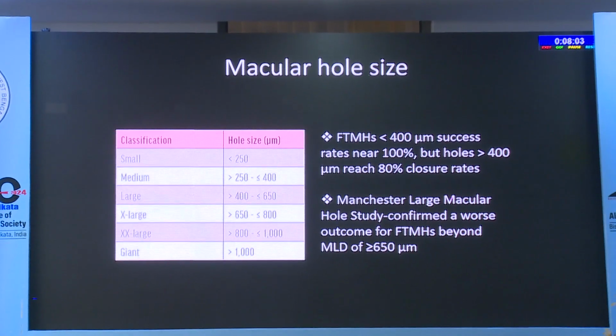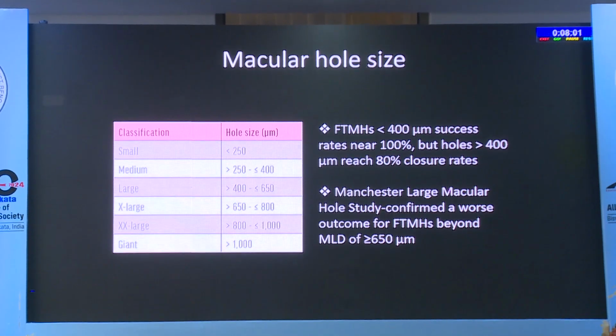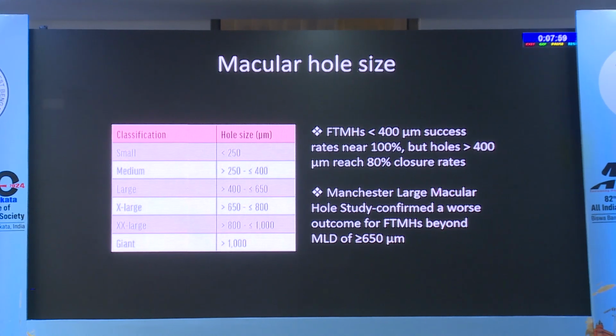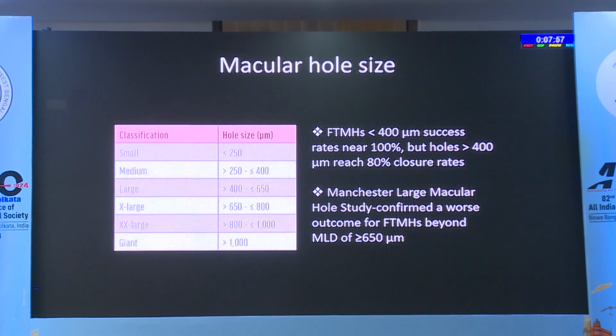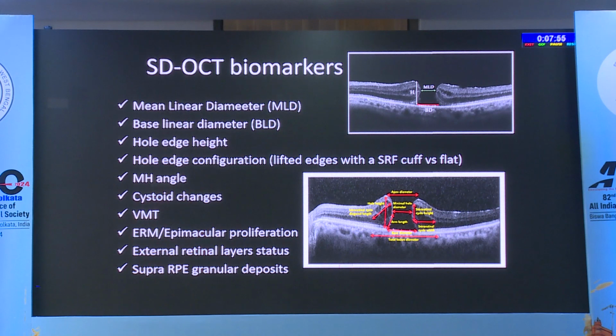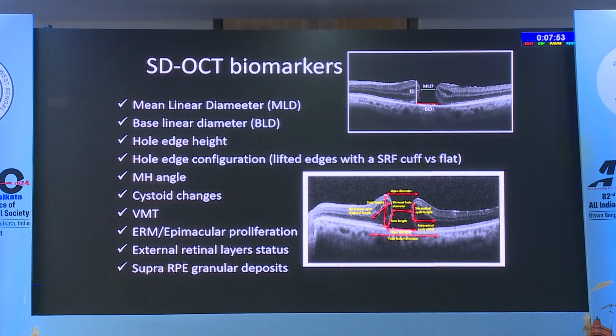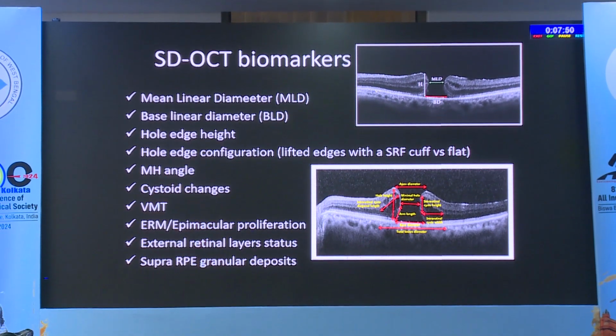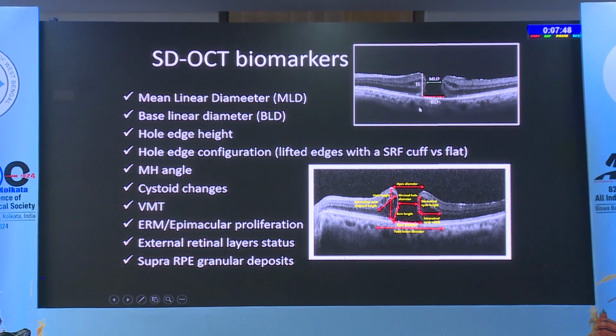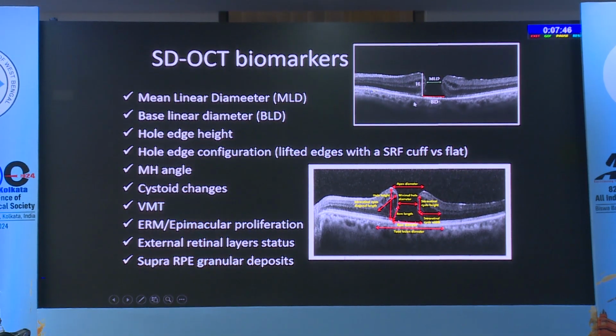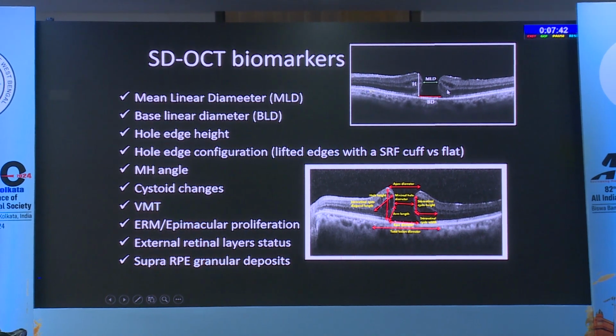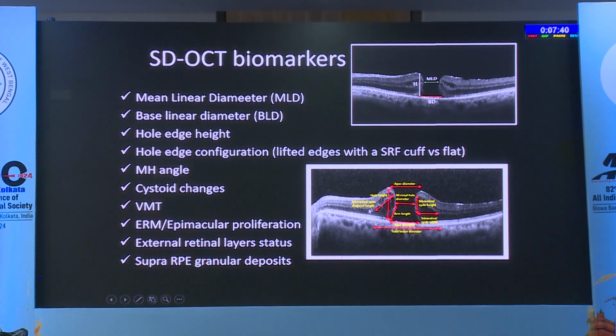Hole size is a very critical factor. As we know, smaller holes, less than 400 microns, tend to have a better prognosis than the large holes, which tend to have a poor prognosis. Many biomarkers have been studied in full thickness macular holes. Some of the important ones are the mean linear diameter, basal diameter, height, and the configuration of the hole, whether it has flat edges or the presence of subretinal fluid, what we call the macular hole angle.